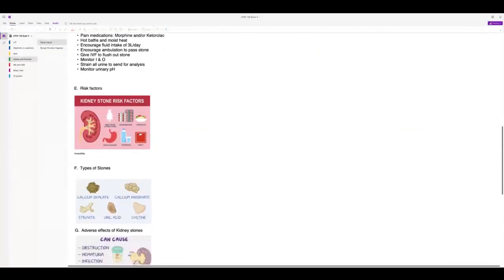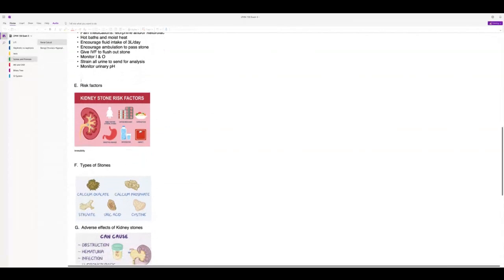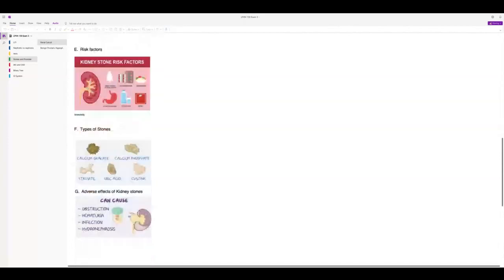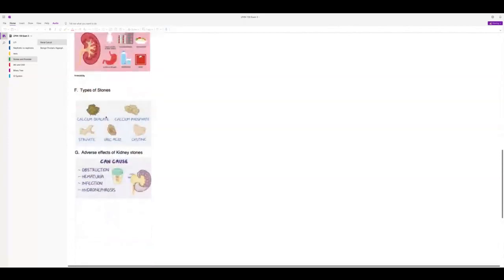Okay, so the risk factors include having a family history, eating certain foods, which I'll talk about, being obese, dehydrated, and some digestive diseases can make you more prone. And immobility makes you more prone. All right, this right here, the type of stones, calcium oxalate is the most common stone. So I'm thinking if you were going to get something on NCLEX or Proctor, it's going to be about calcium oxalate. Okay, the adverse effects of kidney stones, again, if this stone obstructs the urine outflow, this is hydronephrosis.